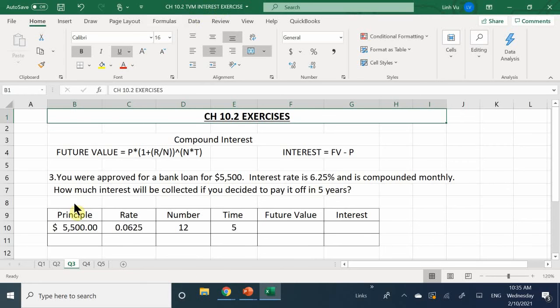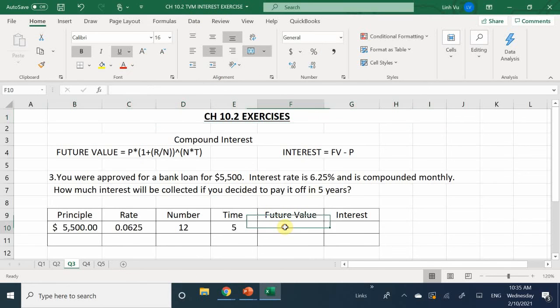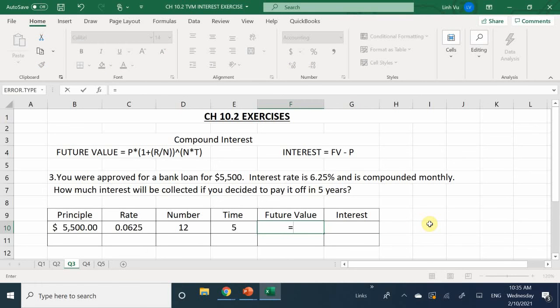So first off, in this case, we need to solve for a future value before we can solve for our interest. So let's go ahead and practice this formula here. It's going to be equal. What's your P? 5,500. Good. We're going to do the asterisk, or the star. We're going to go ahead and open the first parentheses, and the first thing you need to do is 1 plus, and then do another open parentheses. What's my R?